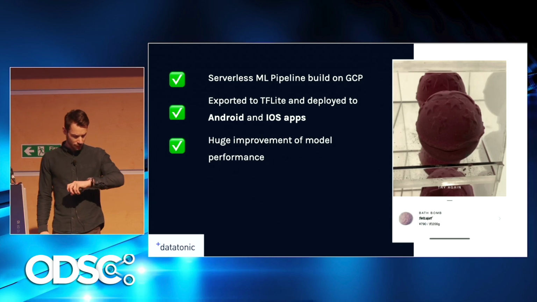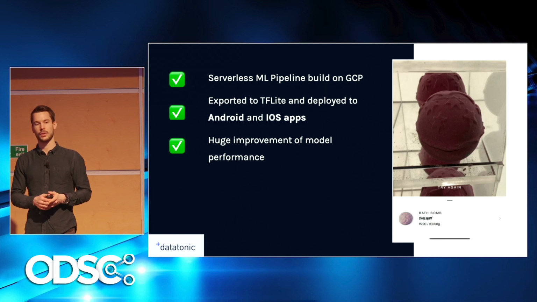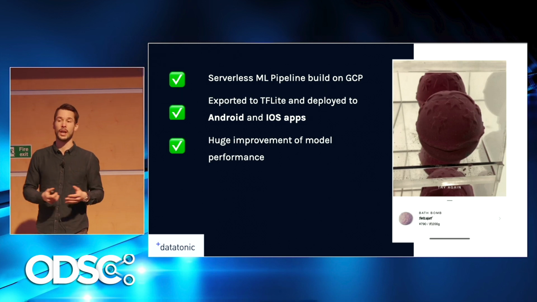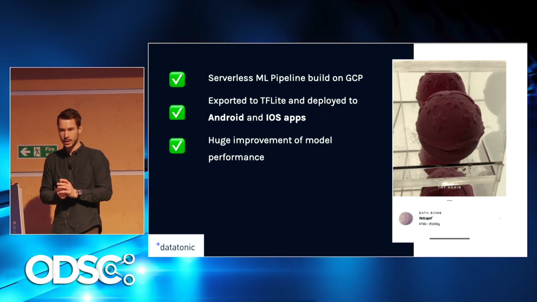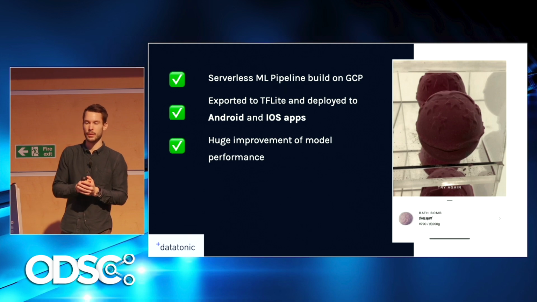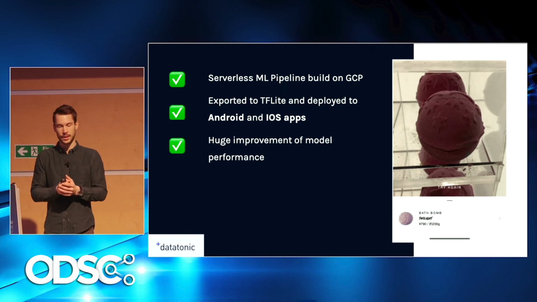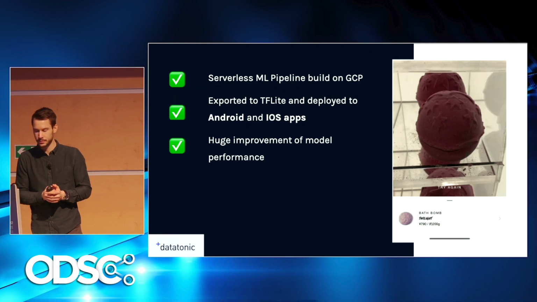So what have we achieved? We built a completely serverless pipeline that orchestrates all the ML tasks. It's in Google Cloud Platform, but it will work similarly well on other clouds. We leverage this TF-Lite layer to make this model available for Android and iOS. And we're also working now with Lush to see how this runs on edge devices to expand the use cases.